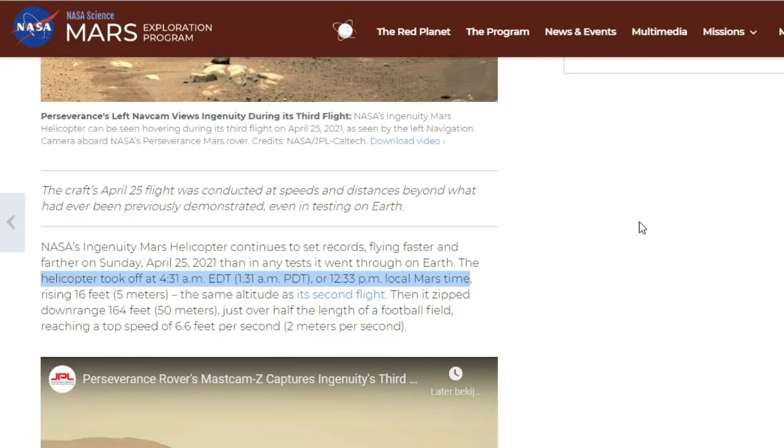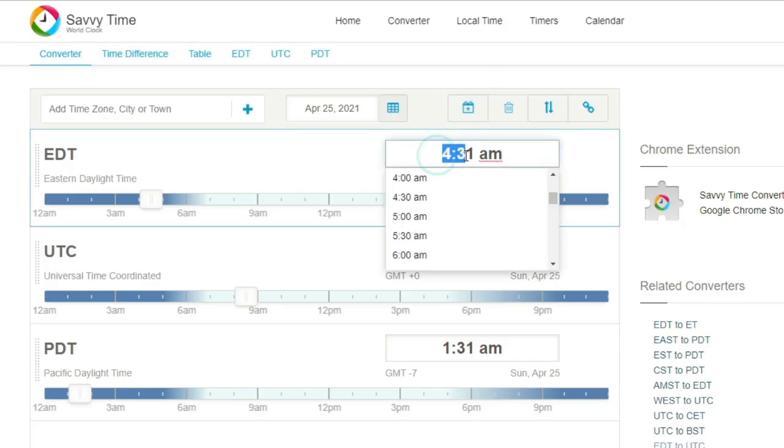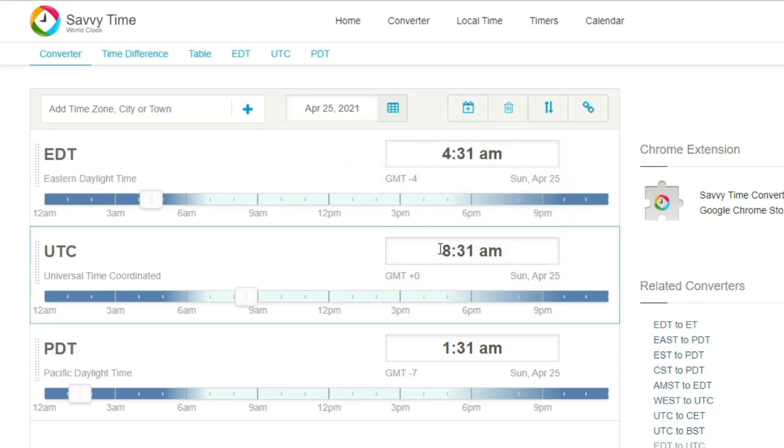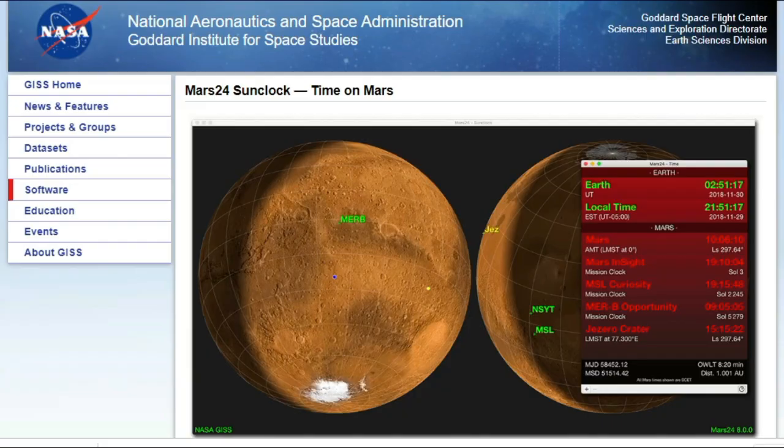The helicopter took off at 4:31 a.m. EDT. Or 1:31 a.m. PDT, or 12:33 local Mars time. 4:31 a.m. EDT is 8:31 a.m. UT time, UTC time. I love NASA's Mars24 sun clock, I think. Tells me the time on Mars.